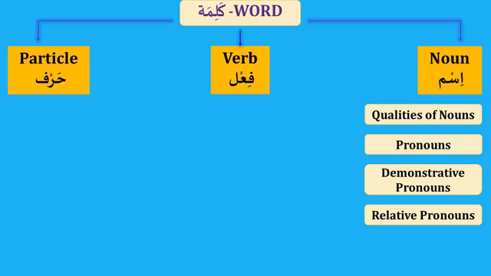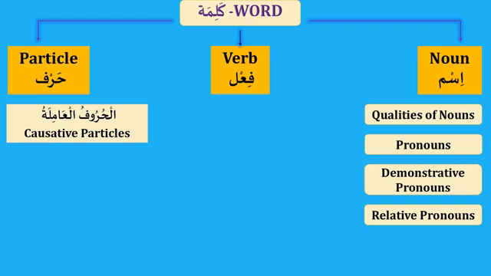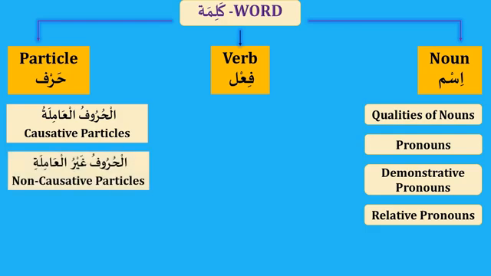Arabic particles are divided into two types. First one, al-huruf al-amila, causative particles. That means they change the harak of the following word into kasra, fatha or sukun. And the next one, al-huruf ghayr al-amila, non-causative particles. They do not change at all the harak of the following word into any harakah. We are going to start with the second one.